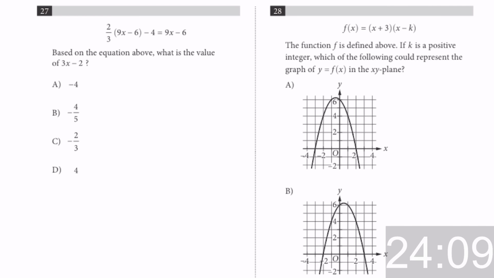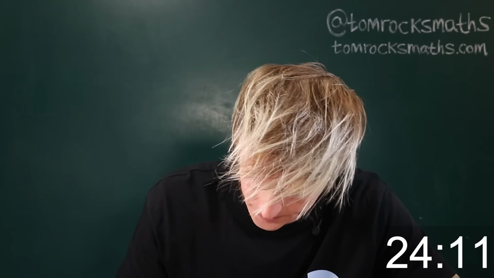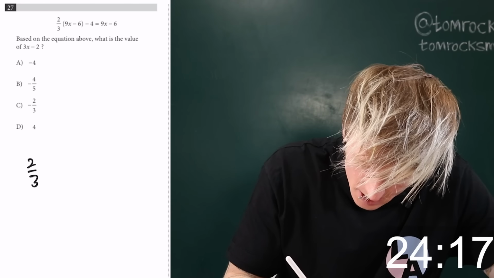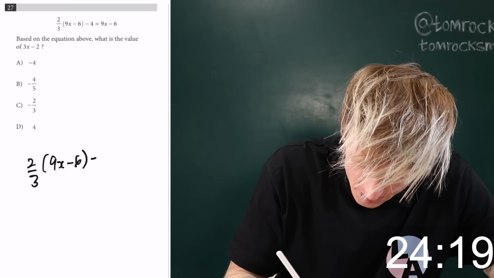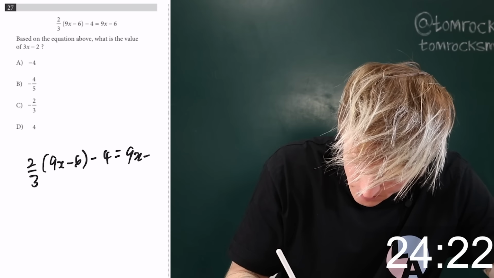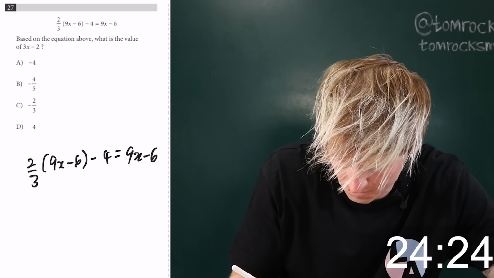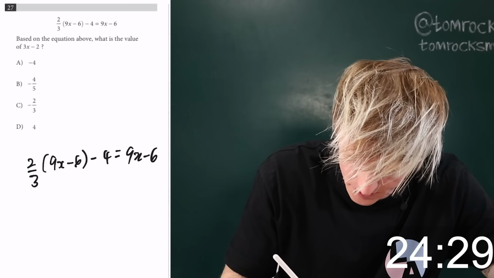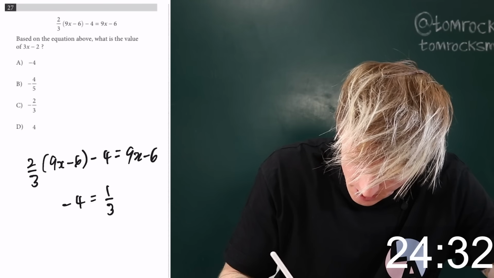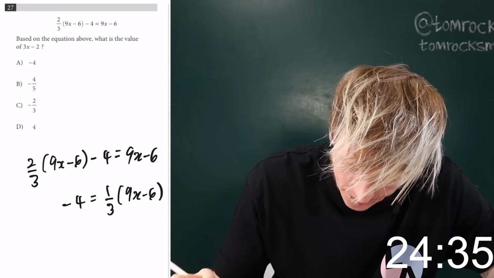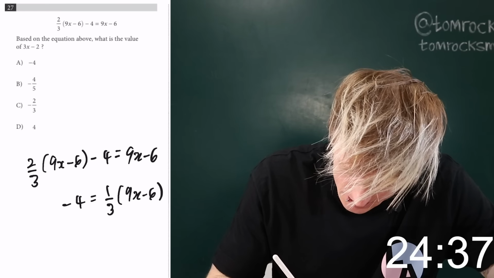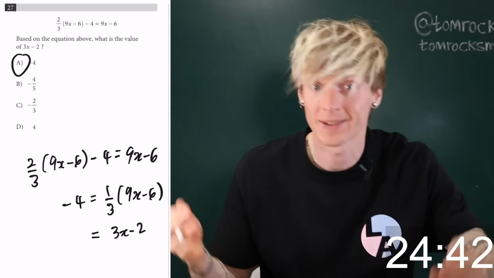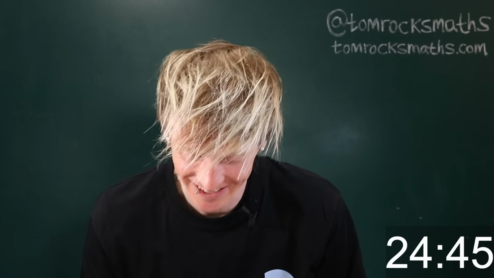Okay, based on the equation above, what's the value of this? Excellent. So let's expand out some brackets. So we've got 2/3 times 9x minus 6, minus 4 is 9x minus 6. Okay, I can probably do this a bit quicker then. If I do minus 2/3 lots of it from both sides, then minus 4 is 1/3 lot of 9x minus 6. So minus 4 is then 3x minus 2. So minus 4, 3x minus 2. Nice. I like that one.